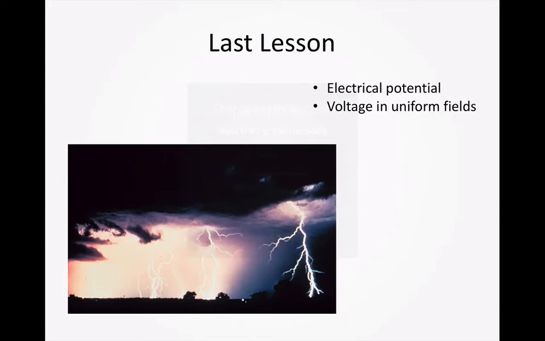Last lesson we looked at potential difference in uniform fields. And of course we know that we make uniform fields by having parallel charged plates with a small distance between them. This lesson will look more at these parallel plates. They're so useful for so many applications that they have a name. We call them capacitors.